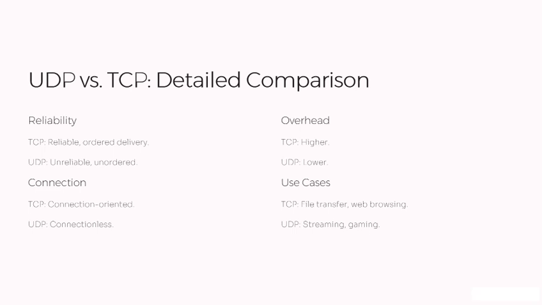And finally, TCP is best suited for applications like file transfer and web browsing, while UDP is better suited for real-time applications like video streaming and gaming, because TCP needs a connection before the data is sent, but UDP doesn't need that connection before the data is sent.